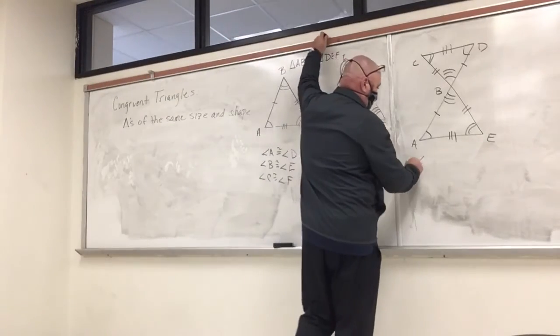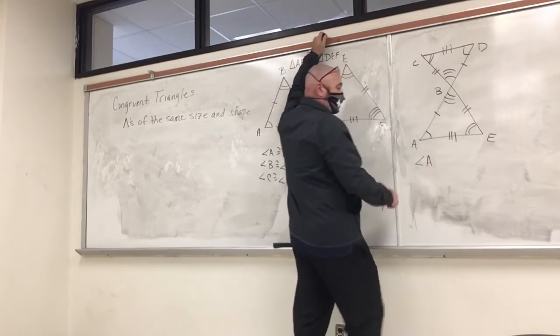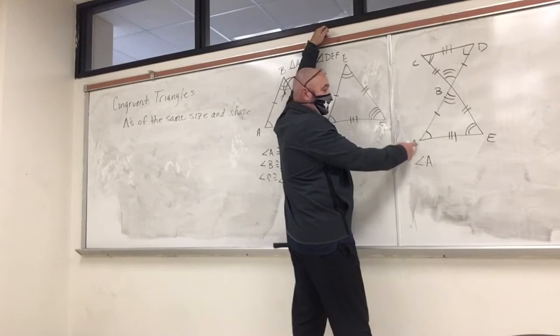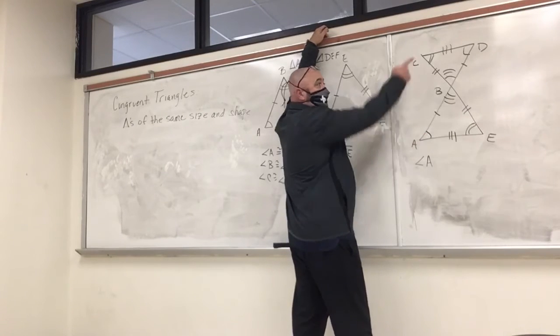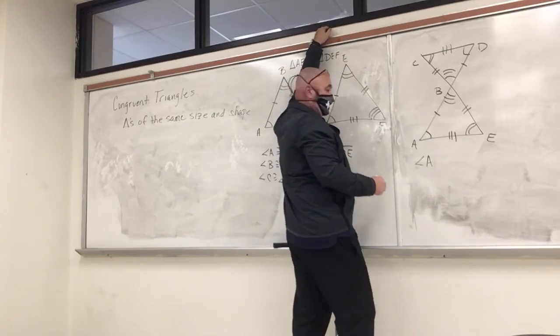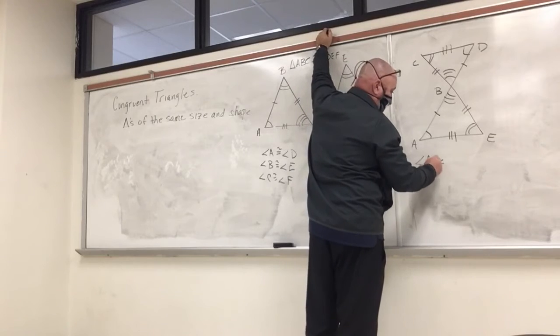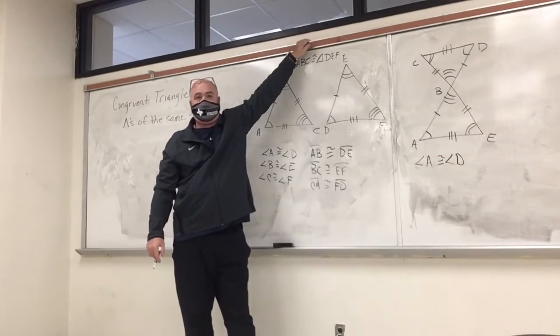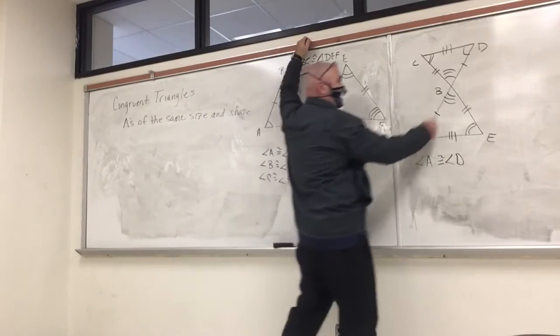All right, here we go. Angle A. What's angle A congruent to? How many tick marks does angle A have? It has 1, right? What up there has 1? D. Watch this. Angle A is congruent to angle D. How did I know that? That's 1 tick mark, that's 1 tick mark.